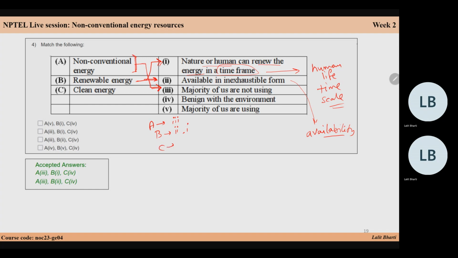And C now: clean energies begin with the environment, and majority are using. Since we are in the present time, the majority are not using clean energy. We are still using conventional energy. So clean energy can be termed as beginning with the environment. So C goes to 4.